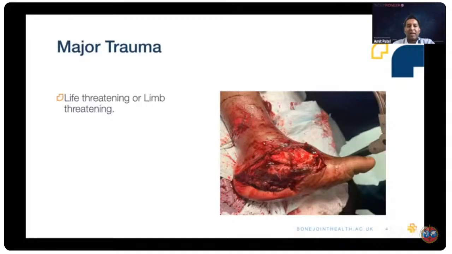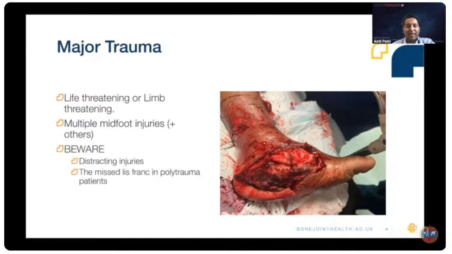Now, in major trauma, a limb-threatening or life-threatening injury needs to be managed first and assessed appropriately via ATLS and managed by our colleagues. And we've got to remember, some of these patients come with multiple midfoot injuries, not just the Lisfranc injury, so all of these need to be managed appropriately at the same sitting. What you need to be careful of in these patients is the missed Lisfranc in polytrauma patients who've got distracting injuries elsewhere in the body and come back to you as a foot and ankle surgeon 6 months later with midfoot pain and already degenerative changes setting in.